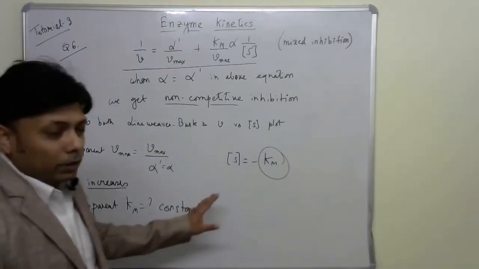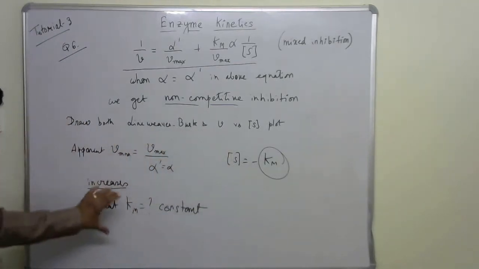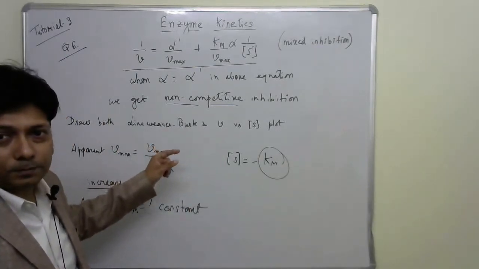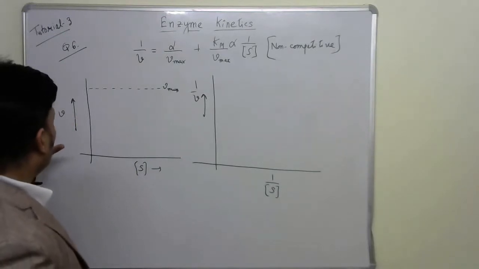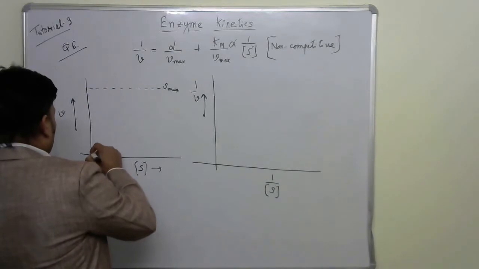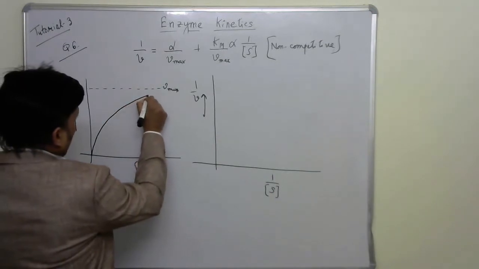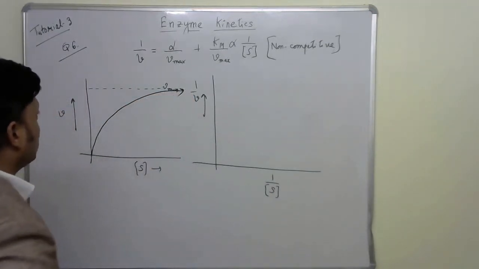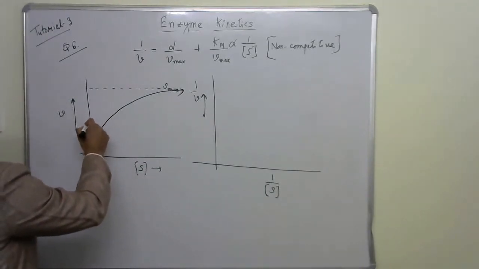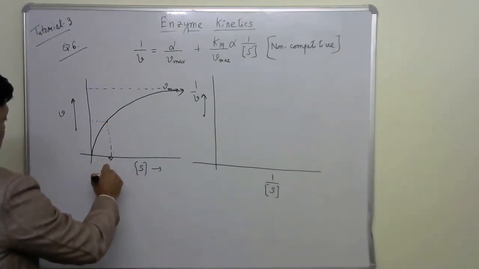We are going to draw both the Lineweaver-Burk and V versus S plot with these two pieces of information. So let's clean the board and draw it. Let's first try the V versus S plot. For uninhibited kinetics, let's assume that this is our V versus S plot. Here it gets saturated at Vmax. And Vmax divided by 2, right around here, this point is the uninhibited Km.